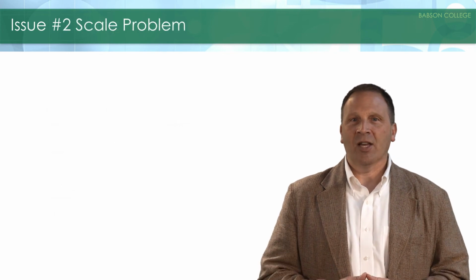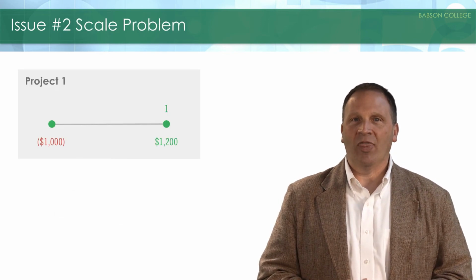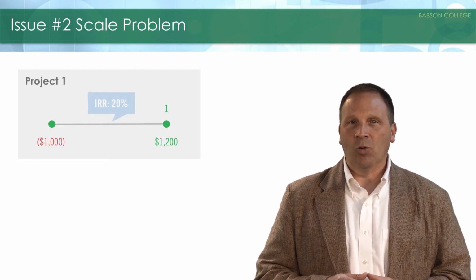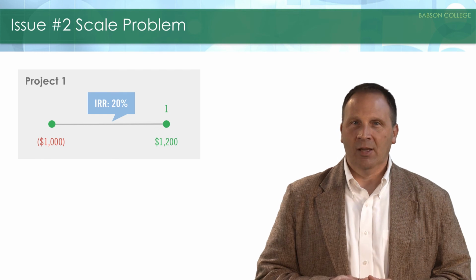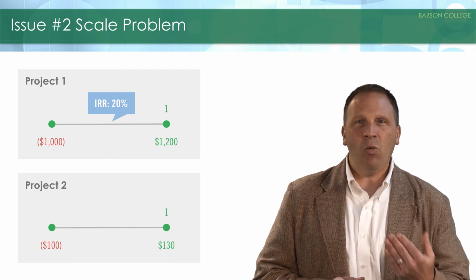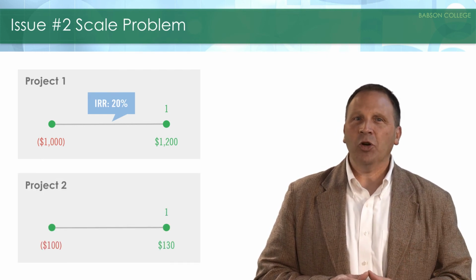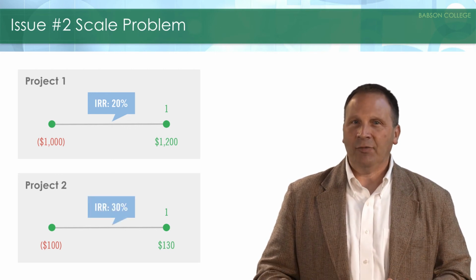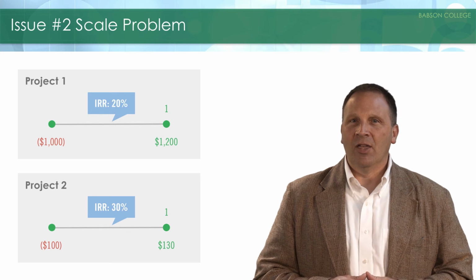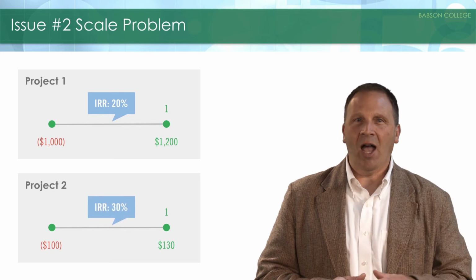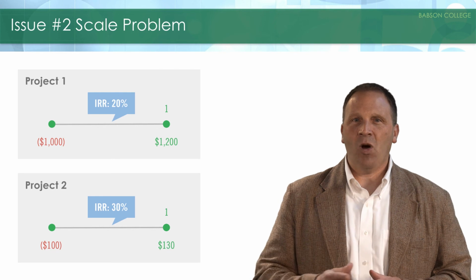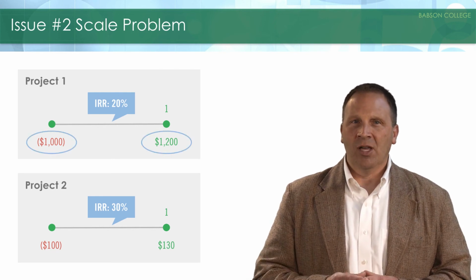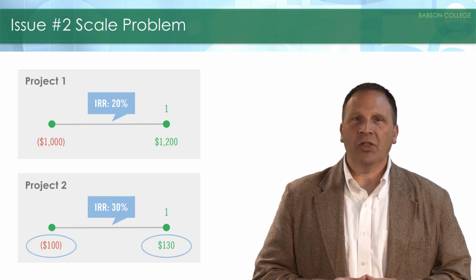Say you have two projects. The first project you invest $1,000 and it gives you back $1,200 in a year. So it has an IRR of 20%. The second project you invest only $100 and it gives you back $130 in a year, so it has an IRR of 30%. If you have to choose one project or the other, then the second project has the higher IRR, 30% versus 20%. But the first project earns $200 and the second one earns only $30.